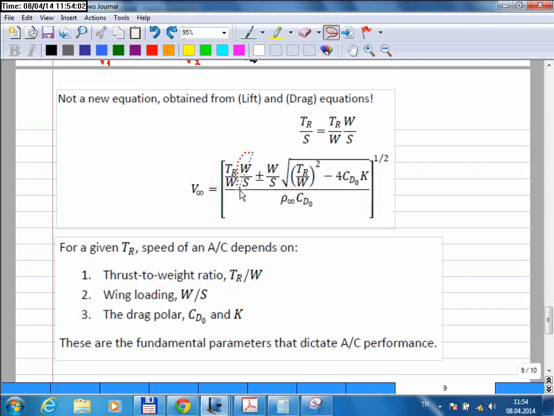This ratio, weight divided by S, is dimensional because you're dividing weight, a force, by an area, and that is called wing loading. And the C_D0 and K are the parameters of the drag polar. But all these parameters are very important in aircraft design. So if you're designing an aircraft, then you talk about these parameters. For example, when choosing an engine, you consider your thrust to weight ratio, and you decide on what ratio you should use based on some design requirements. Similarly, wing loading is another very important parameter.